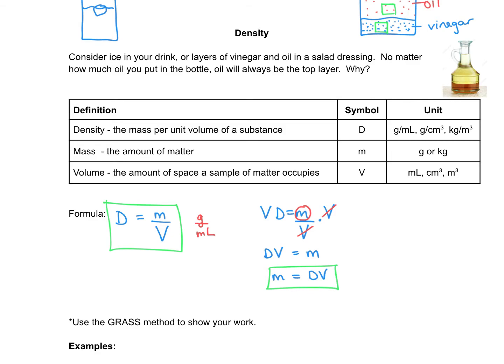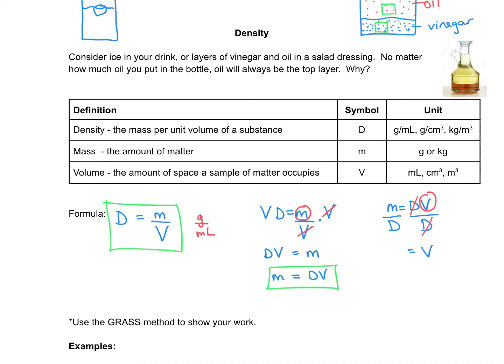Now, what about if we're asked to find volume? So now I want to get V by itself. So remember, the idea is to notice the mathematical operation that's happening around this V. And right now it's D times V. When you see two variables beside each other, it means multiplication. So I'm going to do the opposite of that multiplication. I'm going to divide by D, but I need to do it to both sides so that I maintain the equality of the statement. Now, just like the V over V canceled, the D over D cancels.